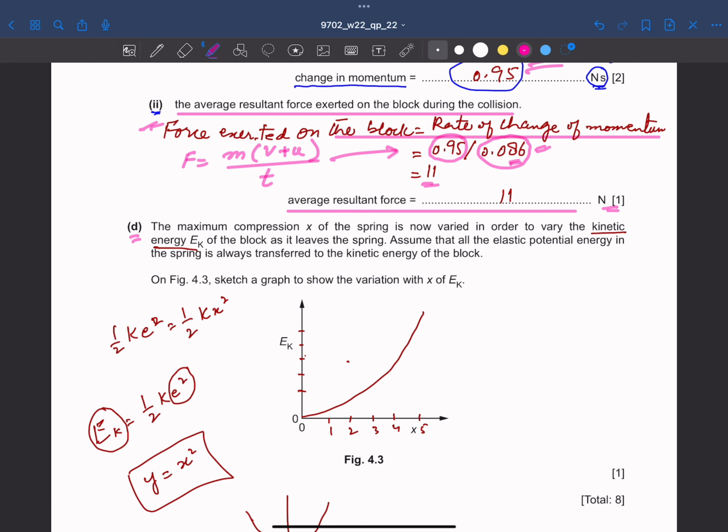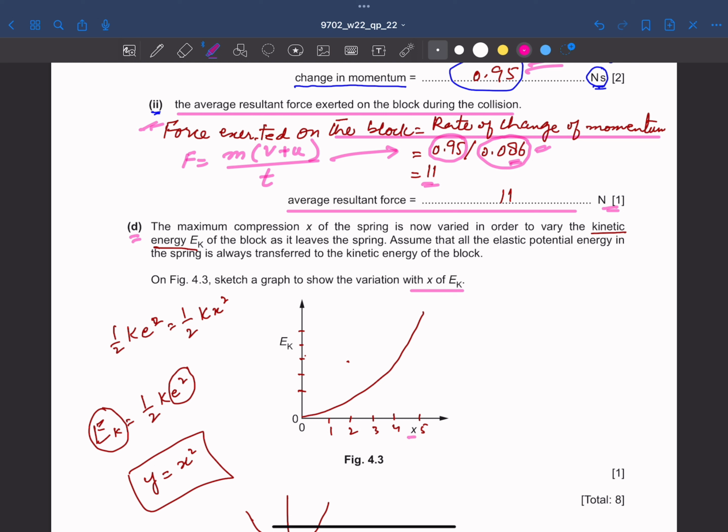In part D, the maximum compression x of the spring is now varied in order to vary the kinetic energy Ek of the block as it leaves the spring. Assume that all the elastic potential energy in the spring is always transferred to the kinetic energy of the block. On figure 4.3, sketch a graph to show the variation with x of Ek.